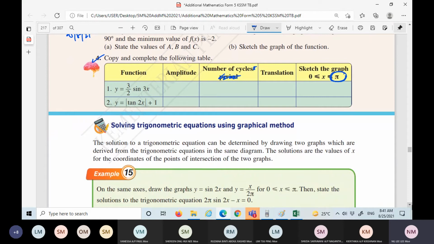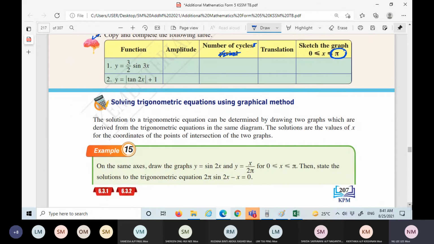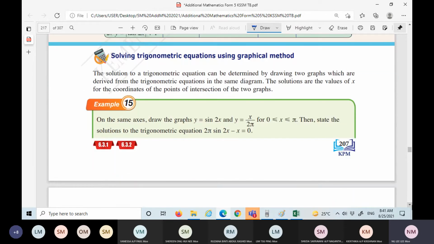Okay, then we go to another subtopic here: solving a trigonometric equation using a graphical method. Okay, we look at this. The solution to a trigonometric equation can be determined by drawing two graphs, which are derived from the trigonometric equation, in the same diagram. The solutions are the x values of the coordinates of the points of intersection of the two graphs. What's the meaning of this? Let us look at the examples straight away.